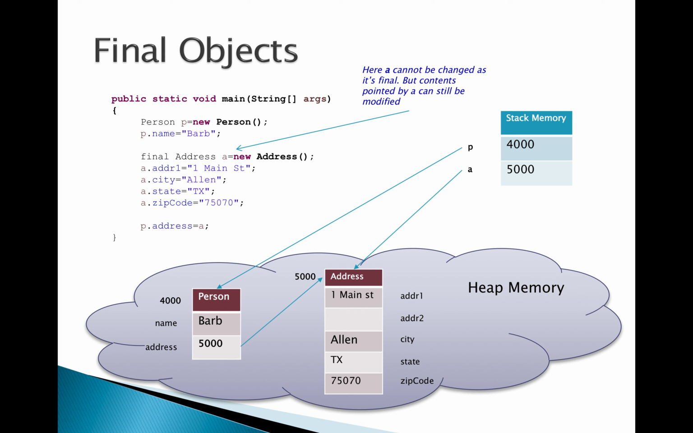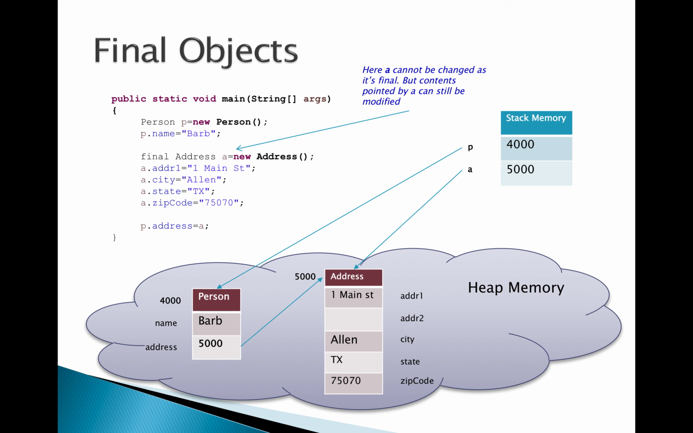But the contents of A can be changed. Only A cannot point to a different address, which is in 6000 or something. But A's contents can be changed. A dot address 1, A dot address city, all this information can be changed. Only the reference variable cannot be changed, so you have to be careful.